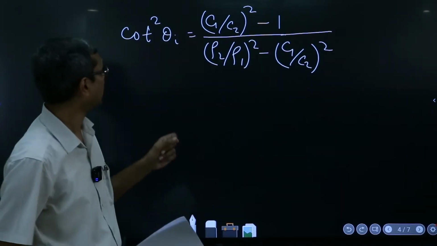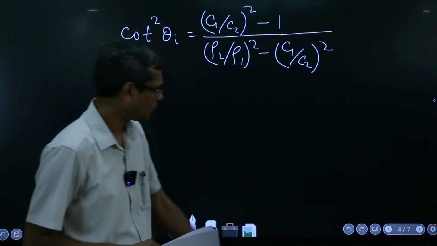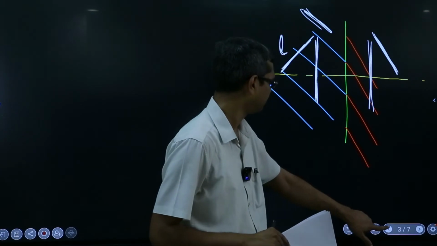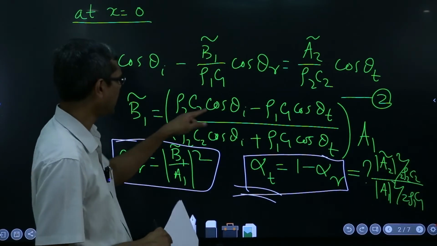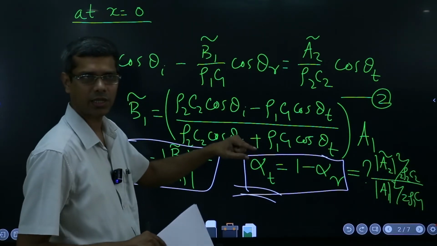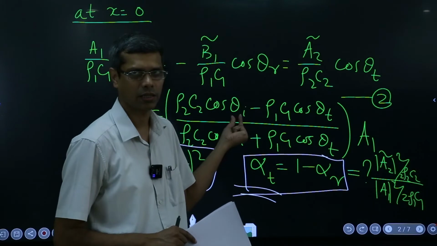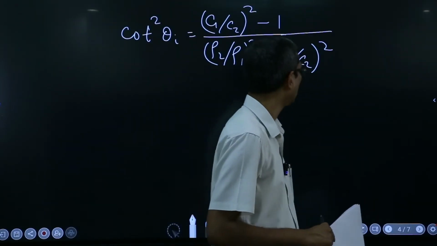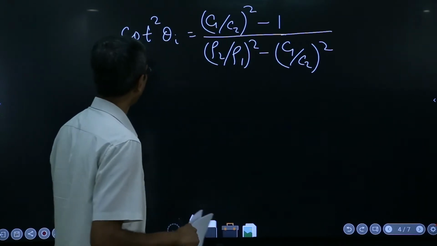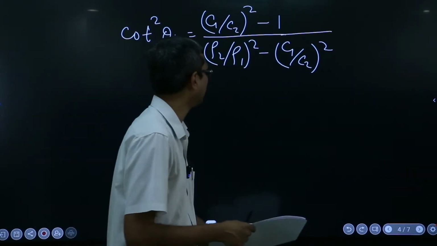Now this is the condition on theta I which you will get for this to go to 0. To get that expression, you will also have to use the relationship between theta t and theta I, that's Snell's law. So you will get it. The complete derivation of the expression is there in the notes.